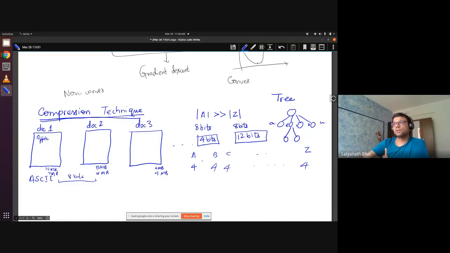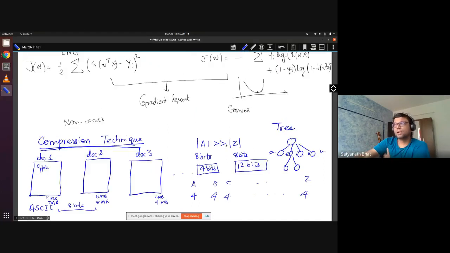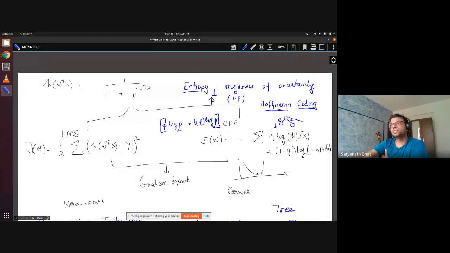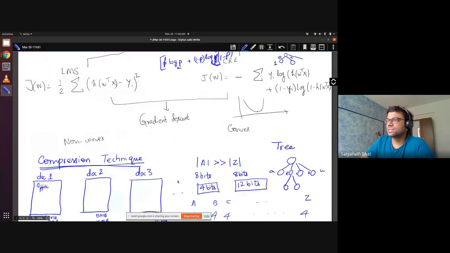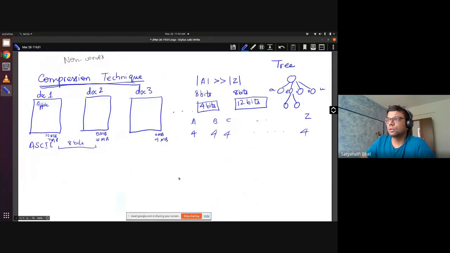So that is where the entropy comes in. It is the idea of the number of bits used to represent each of these letters. For the English alphabet, the letter A will have a higher probability, so the number of bits required will be less for that. I'm sorry, I made a mistake. This has to be 1 minus P. Letter Z will have low probability, so it will have a longer encoding. The same idea, right? 4 and 12. So that's essentially what Huffman coding is.